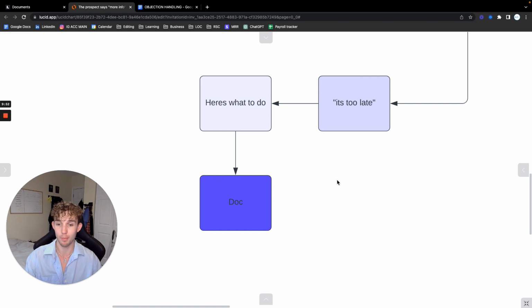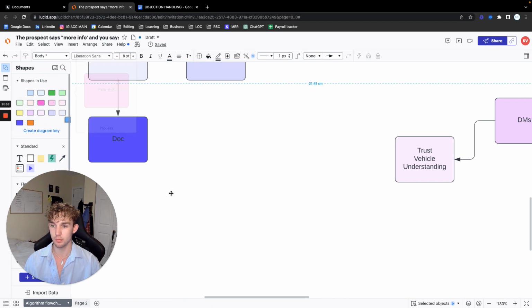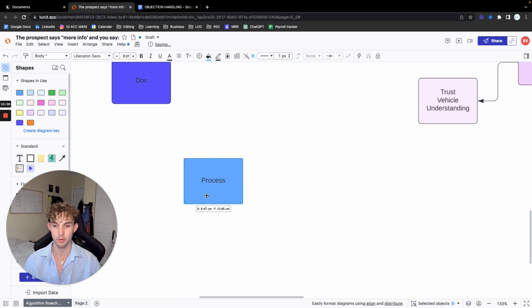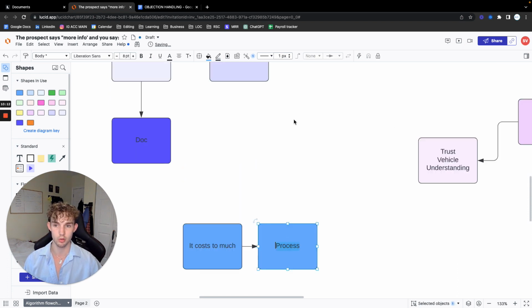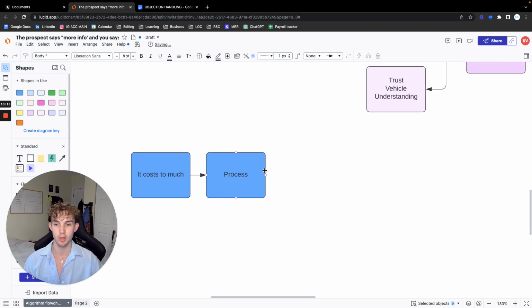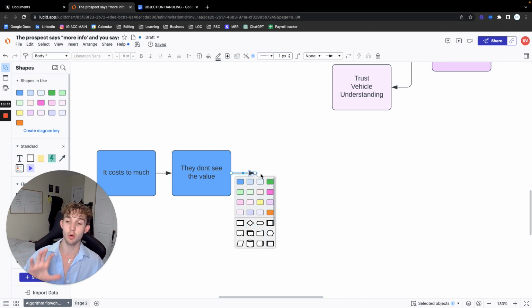Okay, let's do this together right now. All of you, everybody right now watching this, let me do this. Okay, let's write down the objection. The objection is going to be it costs too much. So that is their objection. Okay, what does it actually mean? It means that they don't see the value. Do this with me. Do it for whatever objection you get. Do it for all of them. Okay, how can we ask a question beforehand so that they don't ever say it costs too much?